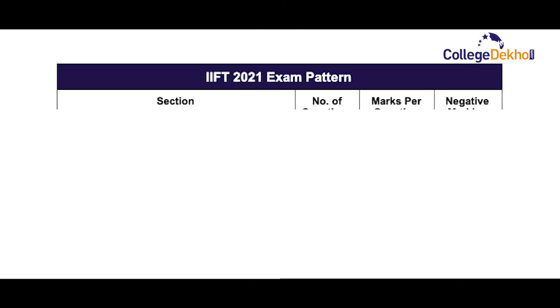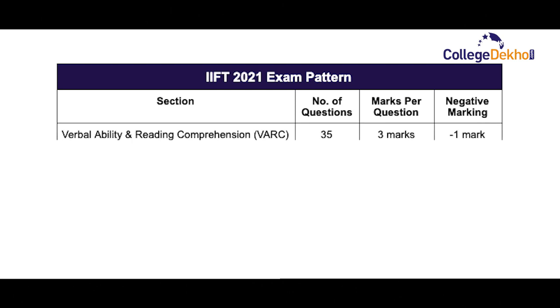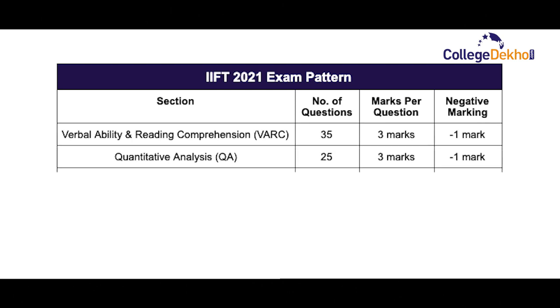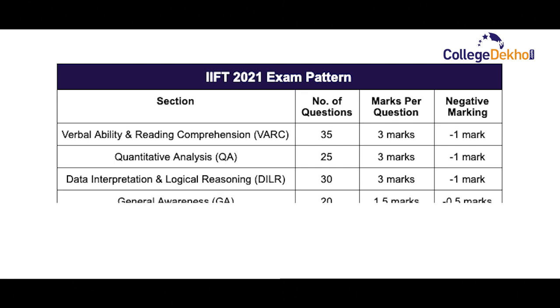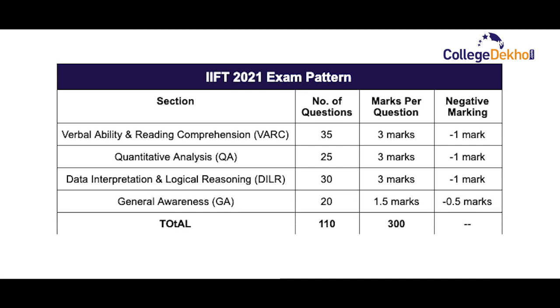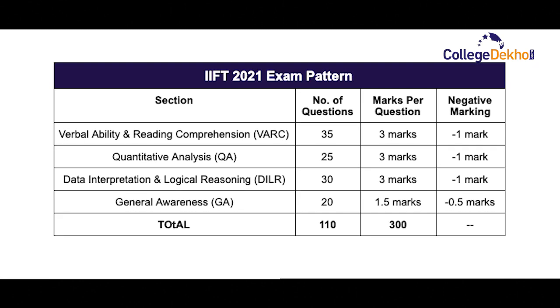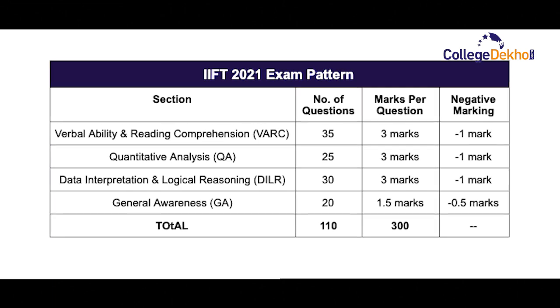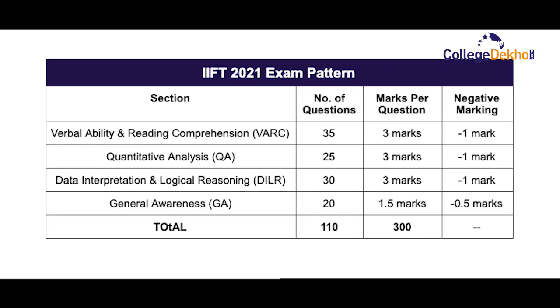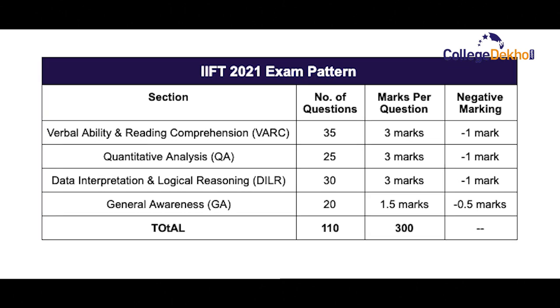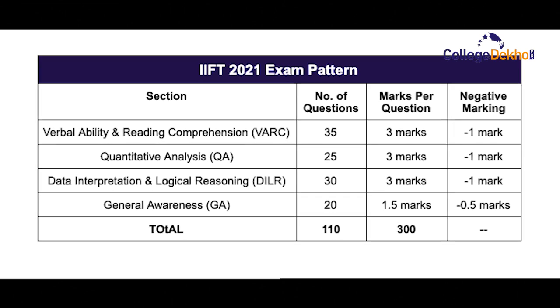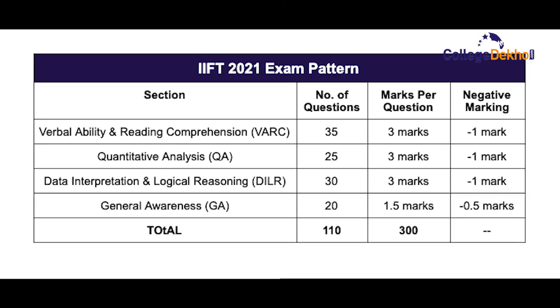Now going into a bit more detail about the IIFT 2021 exam pattern, there was no change in the pattern as compared to last year. There were 4 sections in the exam. These were verbal ability and reading comprehension or VARC with 35 questions, quantitative analysis or QA with 25 questions, data interpretation and logical reasoning or DILR with 30 questions, and general awareness or GA with 20 questions.